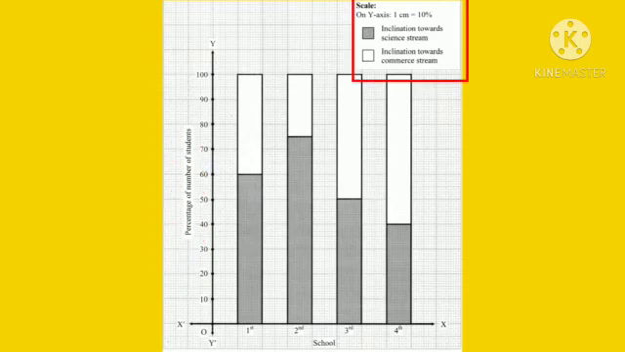On the y-axis, 1 centimeter is equal to 10%. The shaded part represents inclination towards science stream. The unshaded part represents inclination towards commerce stream. Now, we will plot the points on the y-axis as 10, 20, 30, 40, 50, 60, 70, 80, 90 and 100. Now, let us draw the bar of the first school.